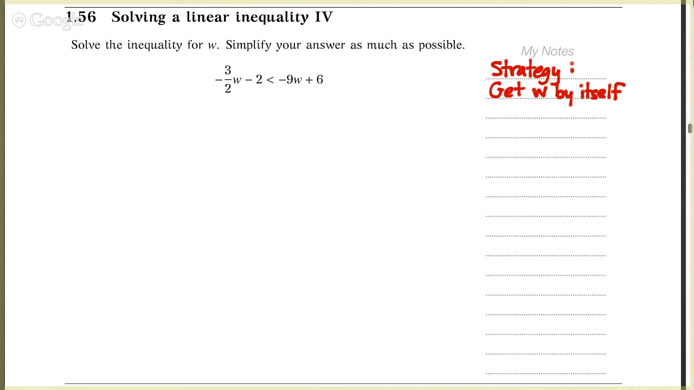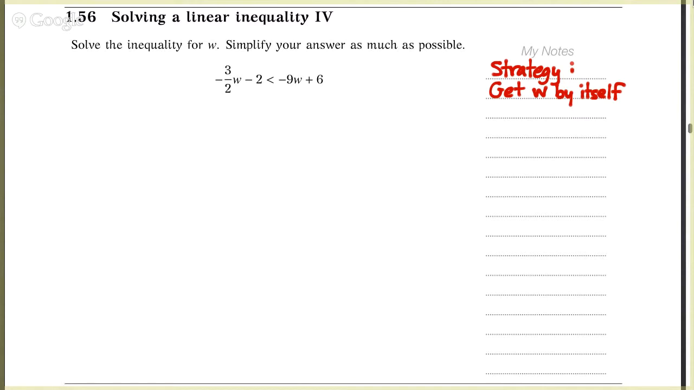So here's an example from objective number 56, which is solving a linear inequality. This particular linear inequality has variables on both sides of the inequality, and it also has fractions, two of the features that make this the perfect kind of example to look at the techniques that you're likely to use, not just in this context, but in some other contexts as well. So let's take a look at what it's going to take to solve this particular linear inequality for W.